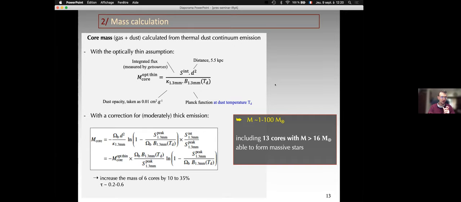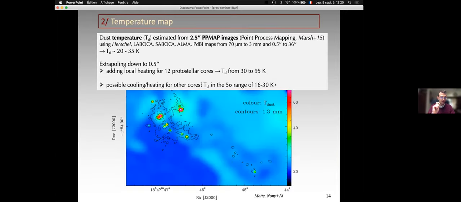I would like to make a specific point about the dust temperature, because it was a critical point in our study. In the Herschel studies I mentioned before, temperature was estimated from spectral energy distribution using the different wavelengths of Herschel. But you saw the Herschel temperature map before. It is at a resolution 10 to 20 times worse than it. So it was not enough.